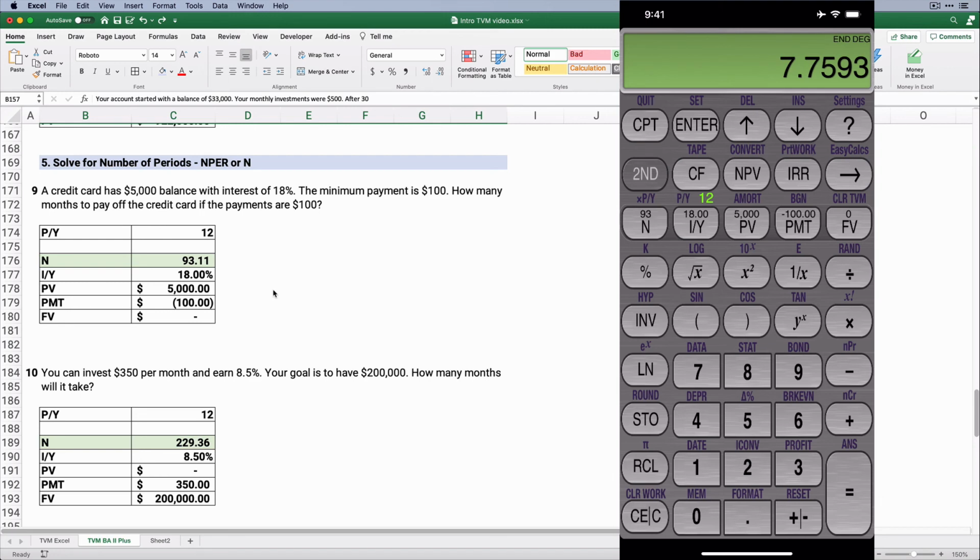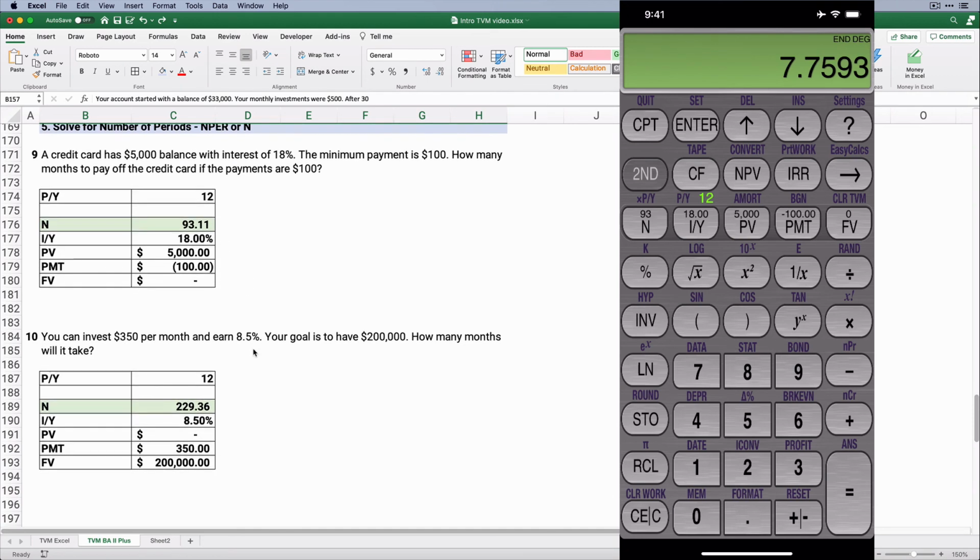$100. Now, if you make an error here, and you don't have different signs, then you're going to get a number like 37 that just doesn't make any sense. It's going to take you at least 50 months, even if you have 0 interest, to pay off that $5,000 with $100 a month. All right, last one, number 10. You can invest $350 per month and earn 8.5%. Your goal is to have $200,000. How many months will it take?